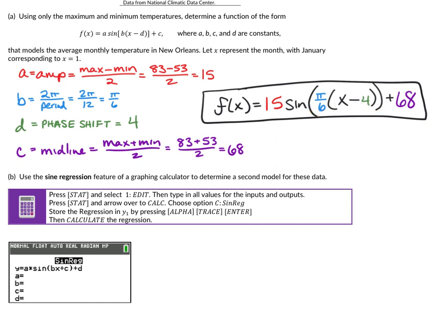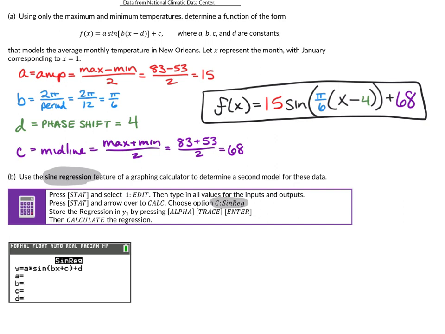If you use the sine regression, which is like the typical regression features, you go to stat, you go to edit, type in all the values, then you go back to stat, arrow over to calculate. This time though, you're choosing option C, which says sine regression. So you have to scroll a little bit to find that. You'll store the regression in Y1 by typing alpha trace enter. Again, these are the steps we did for regressions before. You press calculate to get the regression.